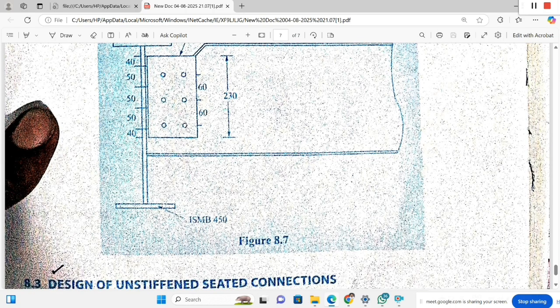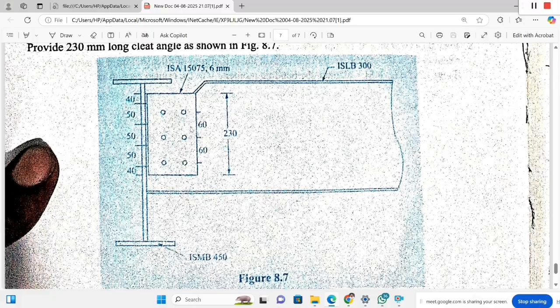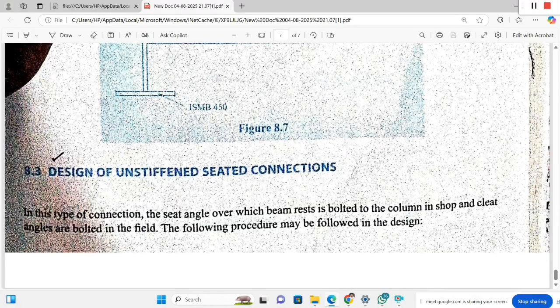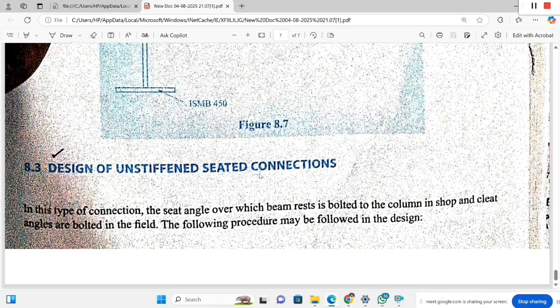So this is a simple beam connection. Another type is the design of the unstiffened seated connection. This we will consider in the next class. So are there any doubts in this one?